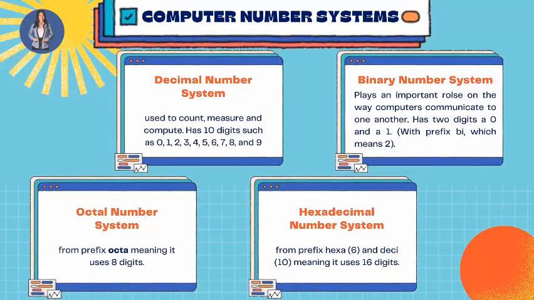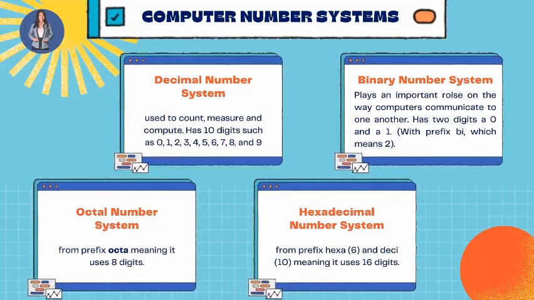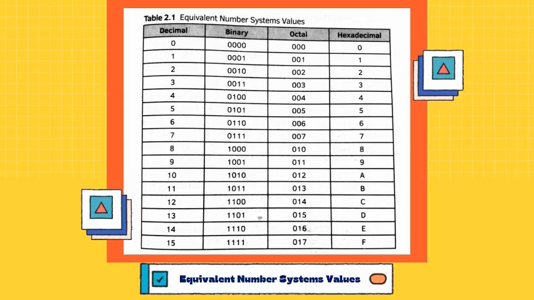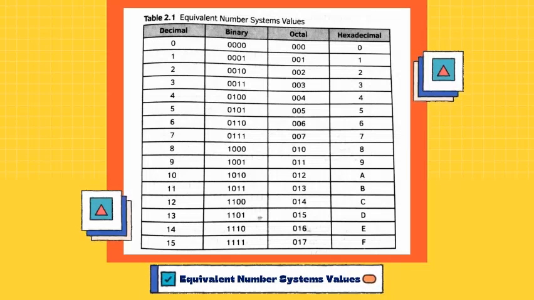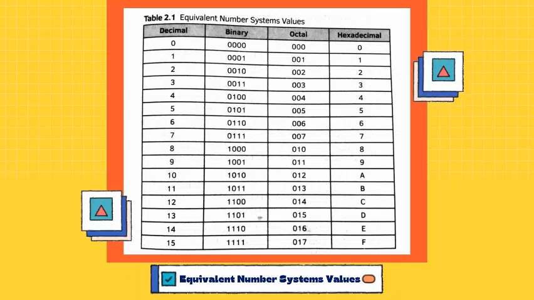The third one is the octal number system. It comes from the prefix octa, which means it uses 8 digits. The last one is the hexadecimal number system. From the word hexa, which means 6, and deci, which means 10, the hexadecimal number system therefore uses 16 digits to represent its values. As you can see, we have here a picture of a table of the equivalent values of the decimal, binary, octal, and hexadecimal number systems.